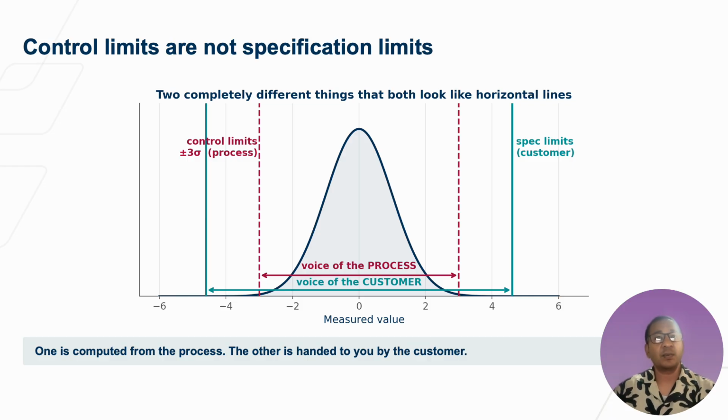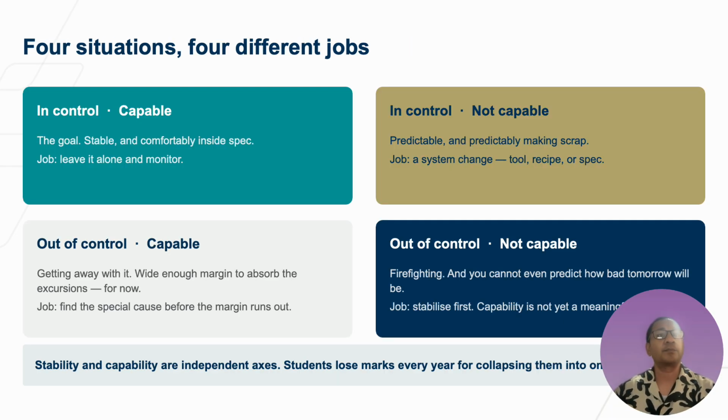Shewhart's phrasing is the one that sticks. The control limits are the voice of the process. The spec limits are the voice of the customer. They are unrelated. Spec limits can be wider than the control limits, which is the happy case. They can be narrower, which means that you are shipping scrap on a perfectly stable process, and they can sit anywhere in between. Never draw spec limits on a control chart. I'll tell you exactly why in a few slides.